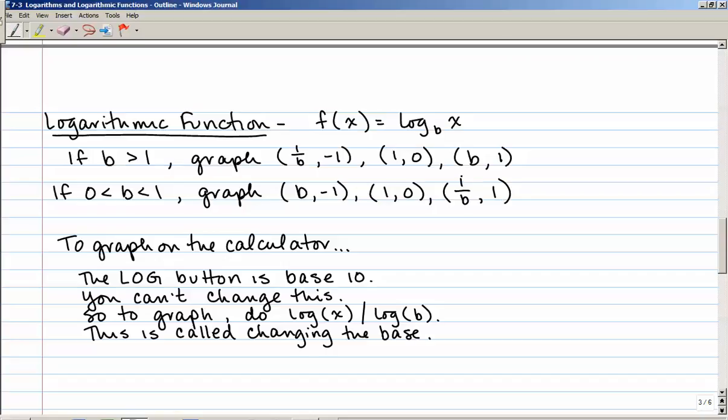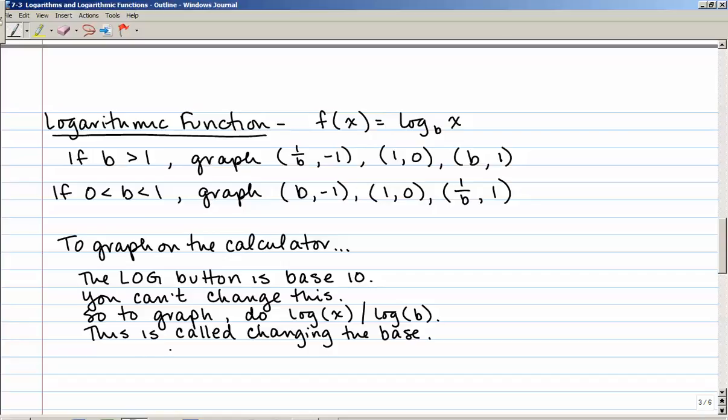Now remember, 1 over b is going to be 1 over a fraction, which just means the reciprocal of that. So we'll take a look at that. If you want to do this on your calculator, you'll notice that there is a button called log on your calculator, but this defaults to base 10. In other words, this little b down here would have to be a 10. There's no way to change the base in your calculator using the log button.